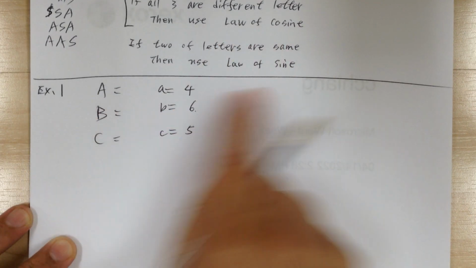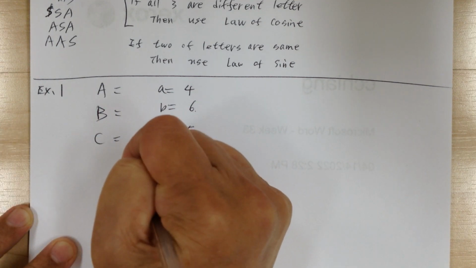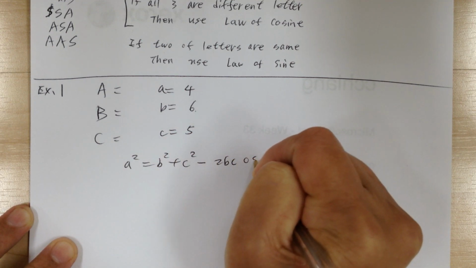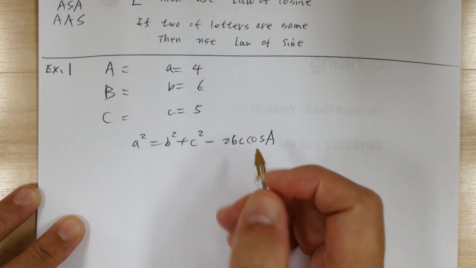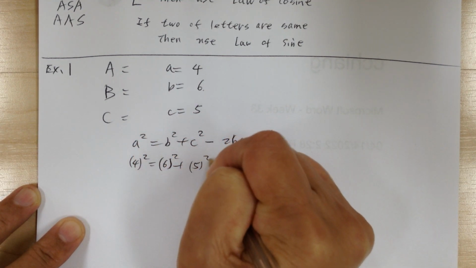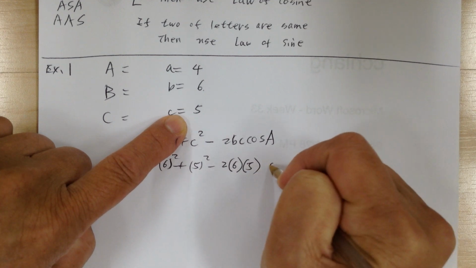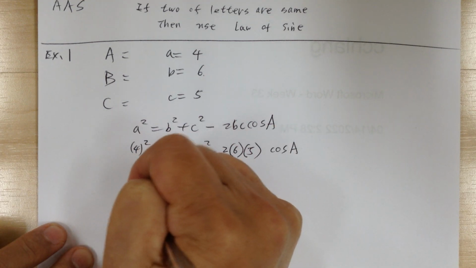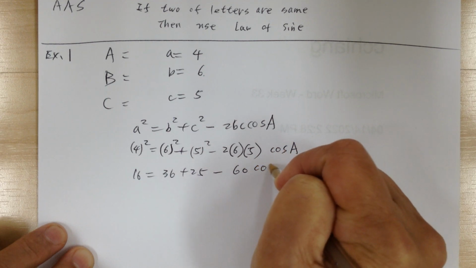Again, the three letters are all different, so you want to use the law of cosine. Write down your cosine formula. In the book they use A, so I'm going to use the A version: a squared equals b squared plus c squared minus 2bc cosine of A. Then you substitute all the numbers in there. So 4 squared equals 6 squared plus 5 squared minus 2 times 6 times 5 cosine of A. Work it out and show all your steps. So 16 equals 36 plus 25 minus 60 cosine of A.